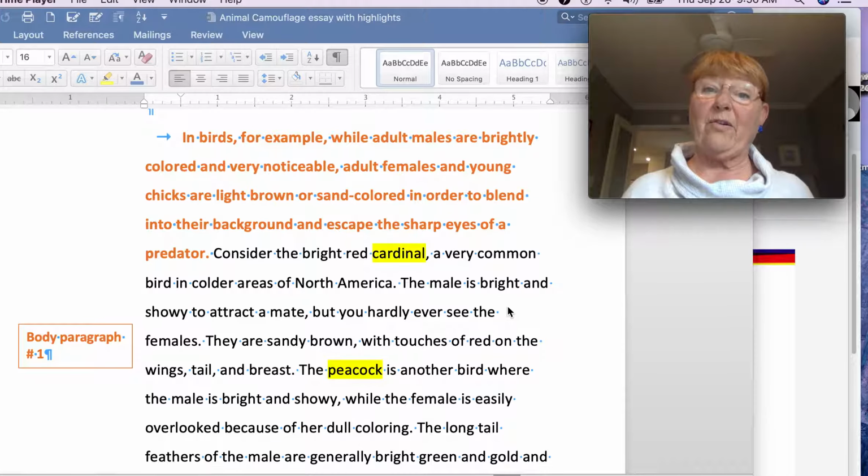In this case, there are 3, but there could be 2 or 5 or 6 or 7 or 200. There's no limit to how many body paragraphs there can be. So that's body paragraph number 1, all about these birds. Now the second body paragraph talks about mammals.